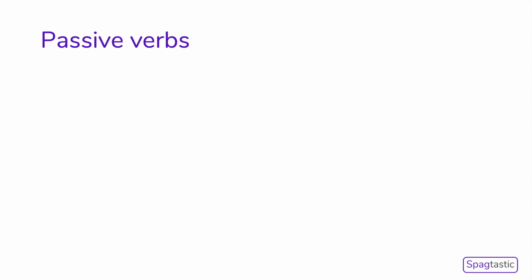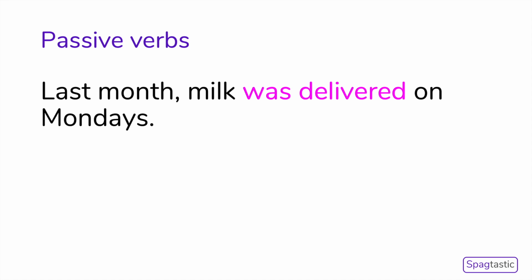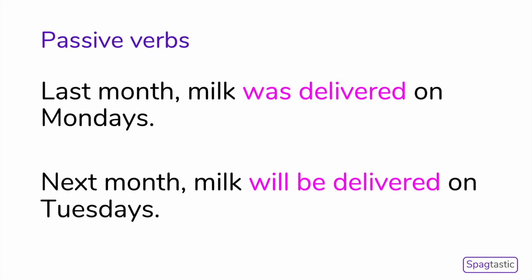Passive verbs often end in the suffix ed, but this does not always mean that they are the past tense. For example, last month milk was delivered on Mondays is written in the past tense, but next month milk will be delivered on Tuesdays is written in the future tense. These are both examples of passive sentences because we aren't told who delivers the milk, and also the milk is the subject of the sentences and it is having the verb performed on it.